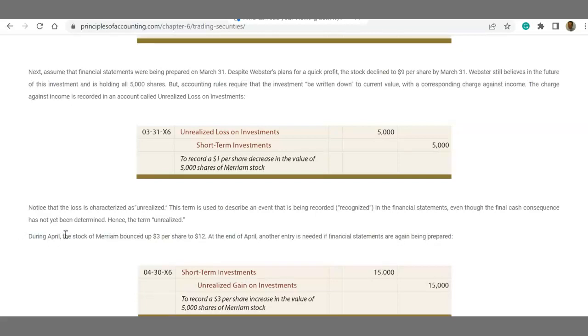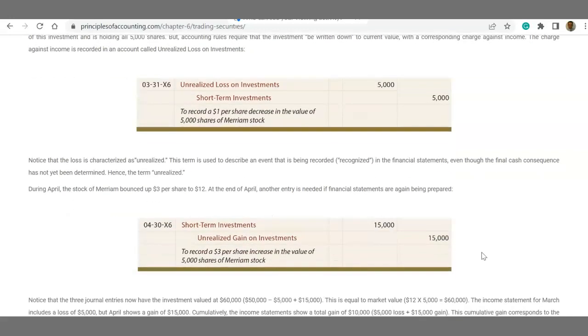During April, let's say a month later, the stock of Miriam goes up by $30 all the way to become $12. At the end of April, another entry is needed if financial statements are again being prepared. So in this term, the short-term investment will again be valued at fair value of $12 per share. That means your short-term investment went up by $15,000, and you record unrealized gain on investment. That's $15,000. That will be a credit.